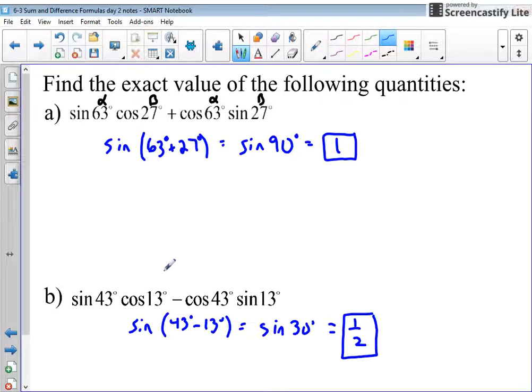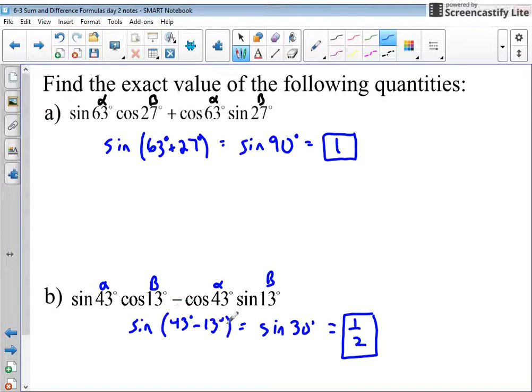For the second one, it's kind of like working backwards from what we did yesterday. This second one says the sine of 43 times the cosine of 13 minus the cosine of 43 times the sine of 13. Well, that is another one for sine. In fact, the difference identity for sine says the sine of alpha minus beta is equal to sine of alpha times the cosine of beta minus the cosine of alpha times the sine of beta. So this is a formula for the sine of 43 minus 13.